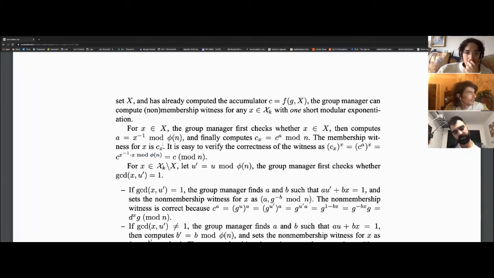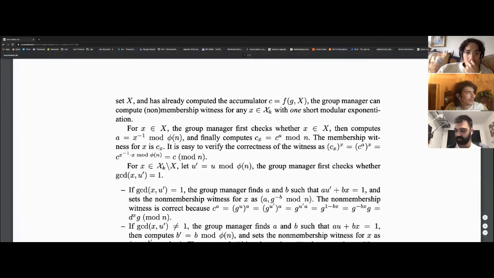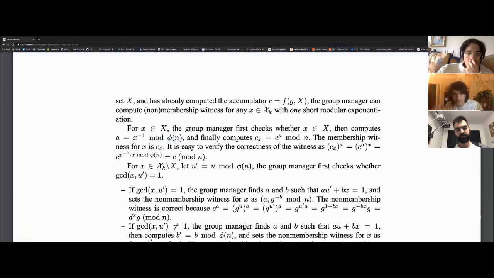And if you can do that, then of course you can calculate witnesses more easily. If I want to calculate a witness for X, I start from C and take this A, which is going to be equal to the X root, so 1 over X mod phi of N, and then the witness is just C to the A. Again, if you don't have phi of N, I cannot do this. I have to recompute the witness from scratch because I have to do the exponentiation. And this is more efficient, obviously.